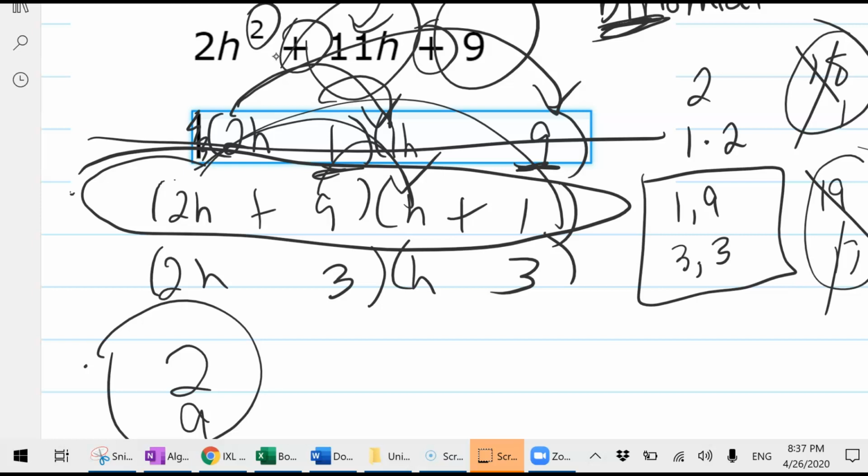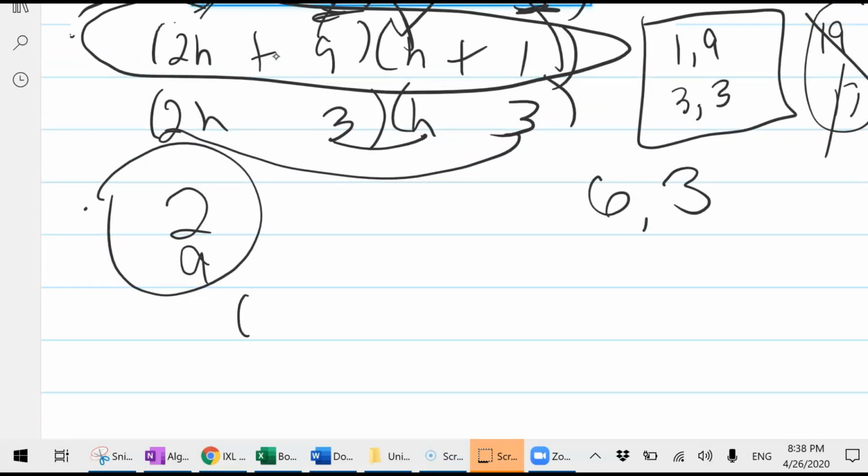Okay, this one doesn't work. 6, 3. 6 plus 3 is 9. 6 minus 3 is 3. We need it to be 11. Okay, and there's your answer. So your answer would be 2h. I know it's a little messy. There's your answer.